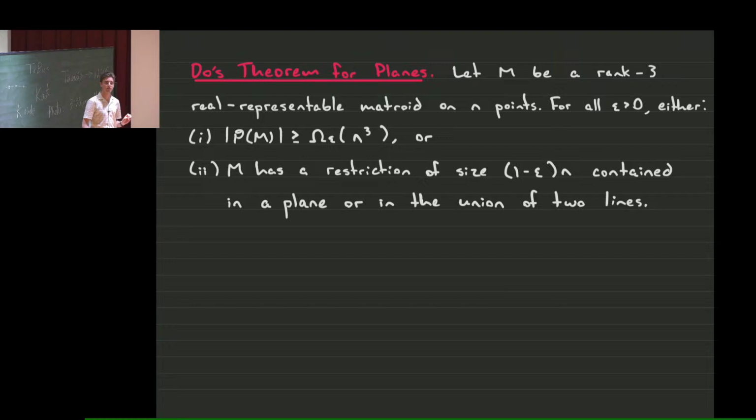What the theorem says is that for any epsilon I like, either a 1 minus epsilon fraction of my points are contained in a plane or the union of two skew lines, or I get on the order of n cubed planes. And we're going to use this in order to derive an approximation on the number of planes that's in the same spirit as Beck's theorem as formulated on the previous slide. So I'll tell you what this approximation is.